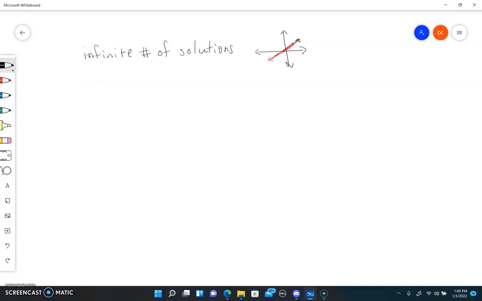But anyway, what happens here is that you're going to have the same slope and the same y-intercept, right? If we were looking at these equations in your slope-intercept form, right? Which is that y equals mx plus b form. Okay. All right. So let's look at an example of what happens here.